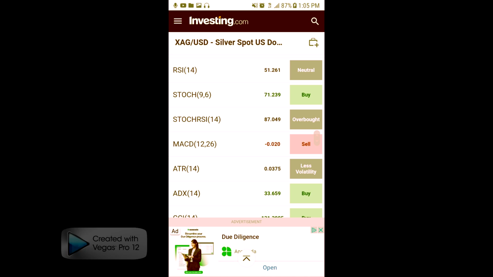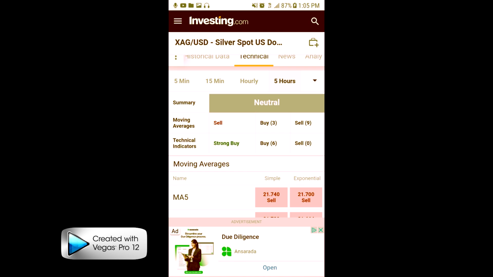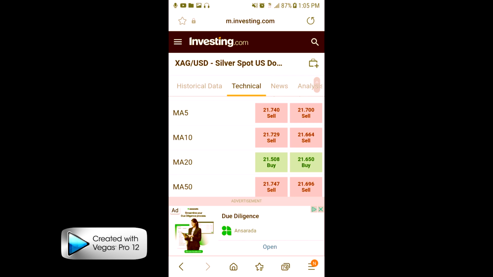Now, the MACD on the 15-minute is red. It's a red MACD. That's going to change, don't worry about that. Now the 30-minute, same thing, but this summary is a strong buy. The moving averages, the buys are winning 7 to 5. Technical indicators are a buy.